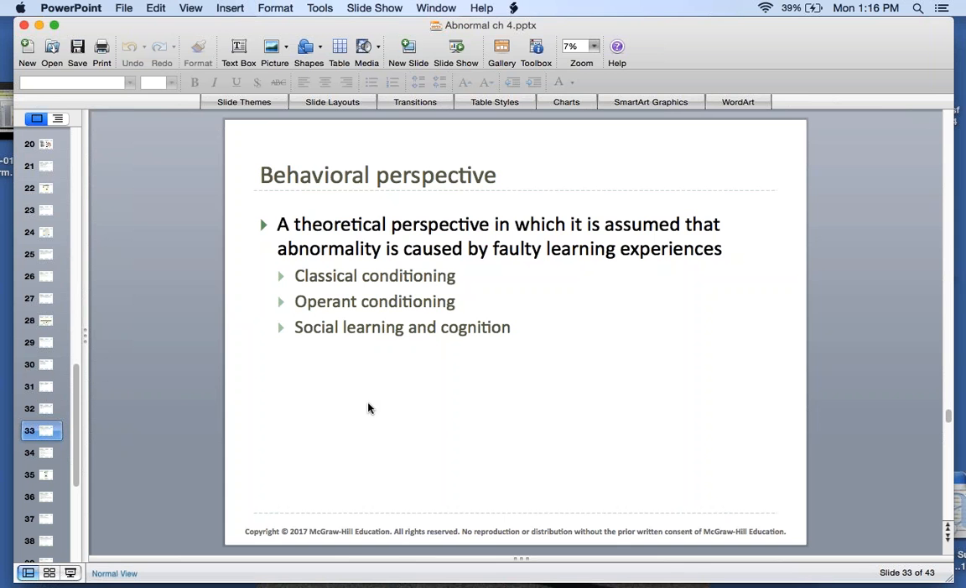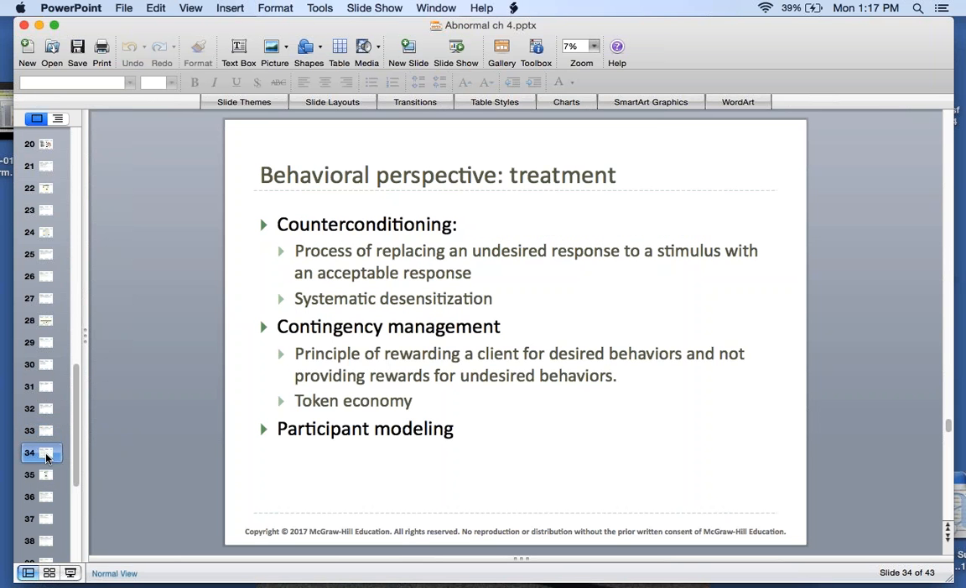Operant conditioning is B.F. Skinner and, well, his pigeons, right? And operant conditioning is the idea that we do things for reward or punishment. So, I do the same behavior every day because I get candy for it. That kind of thing, okay? So do know the difference between classical and operant conditioning. Social learning and cognition also goes along with the behavioral perspective. Behavioral perspective is pretty straightforward, right?